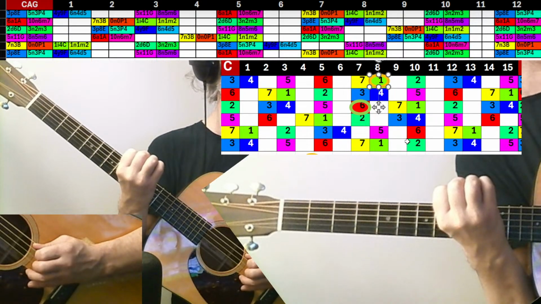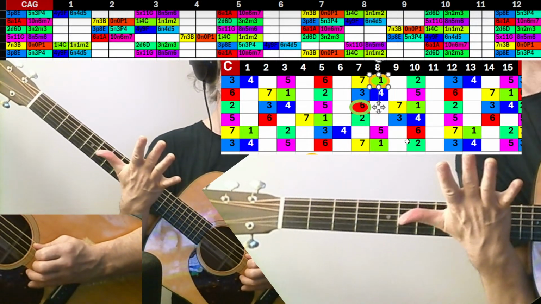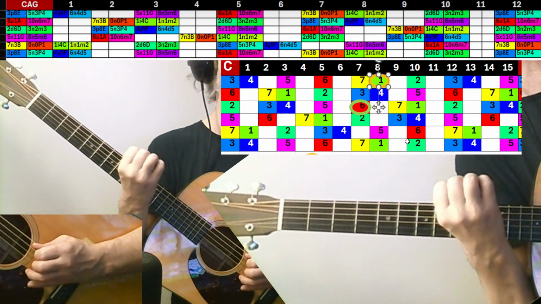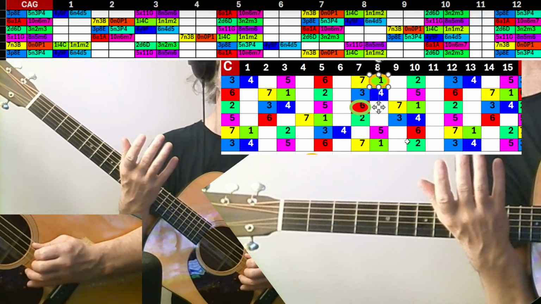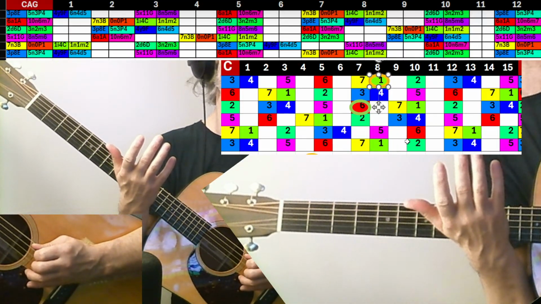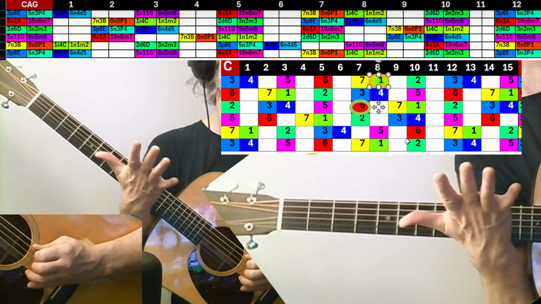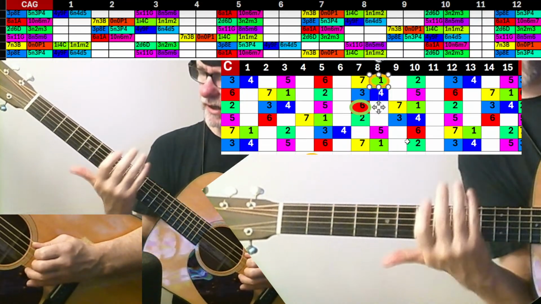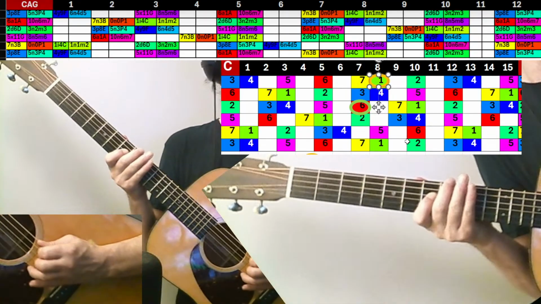Wait a sec. Yeah, 2 modal whole steps is 4 modal half steps. So 6, 7. Wait a sec. It should be 2 modal half steps up. 6, 7, 1. Yeah, 2 modal half steps for the 3rd scale degree.